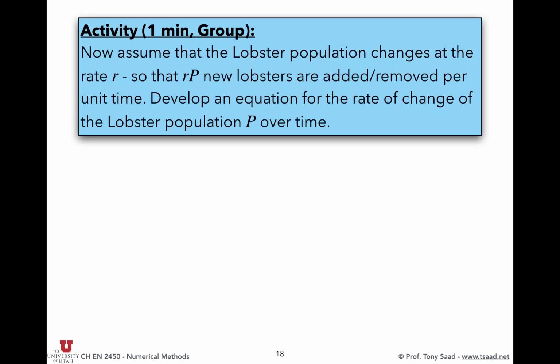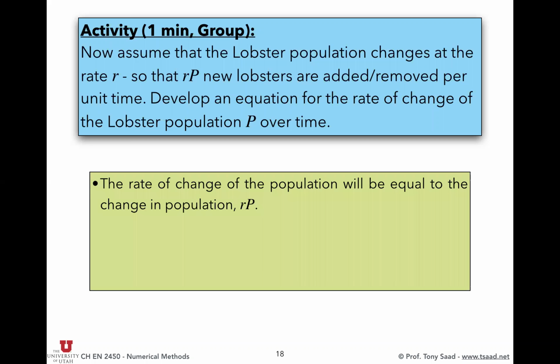The reason you include the P naught is because you've been biased to develop algebraic equations. For a differential equation, that P naught initial condition is going to be part of the solution automatically. So let me give you the answer. The rate of change of the population is simply R times P. That's all there is to it.